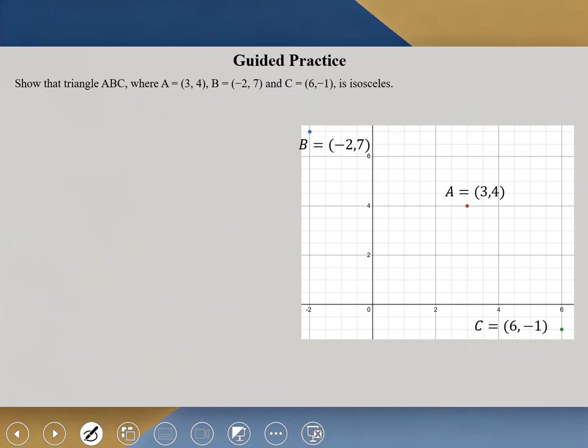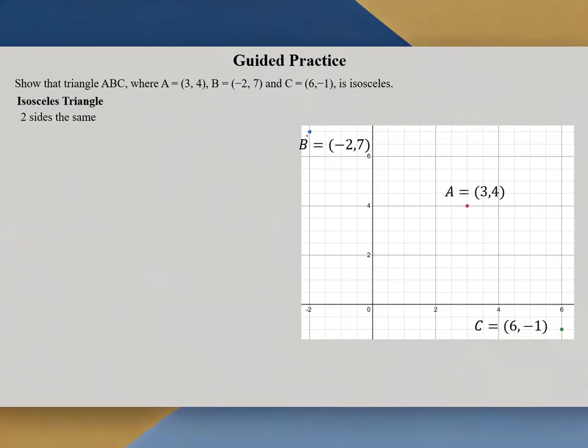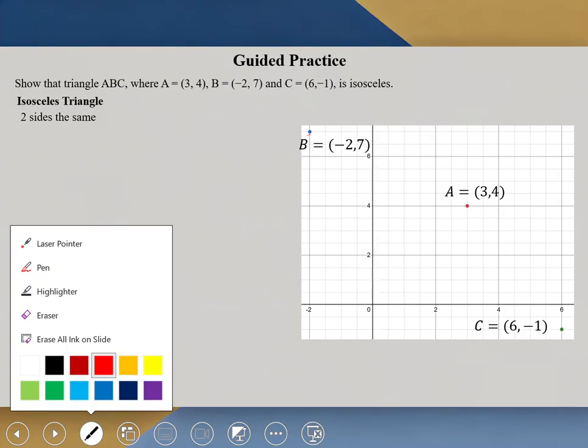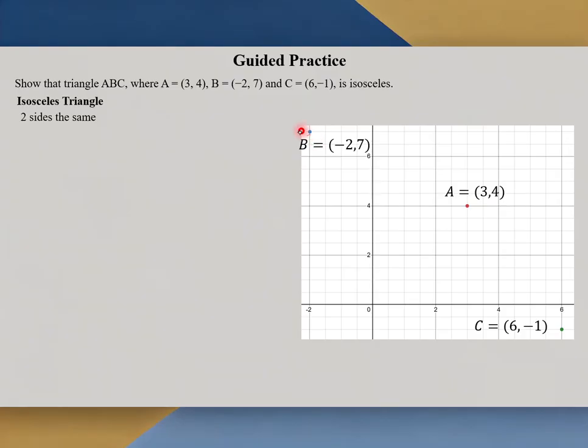So one of the things we need to first know is what is an isosceles triangle? Well, an isosceles triangle is simple. Two of its sides are identical. On this screen that I've drawn, I can clearly see that BA and AC are the two lengths that we need to be looking at. So those are the two I'm going to focus on.